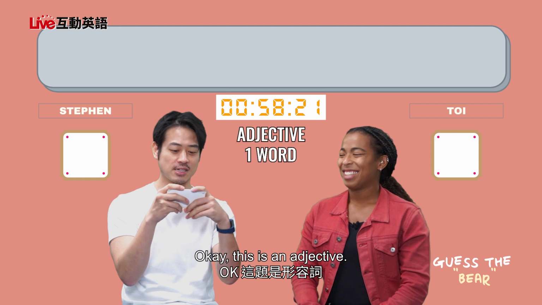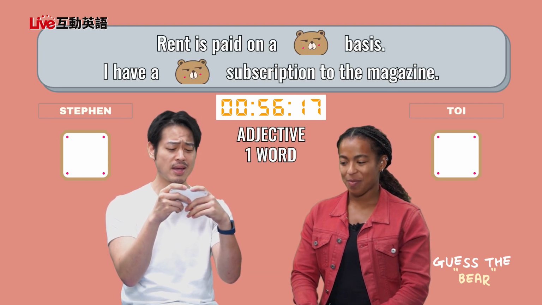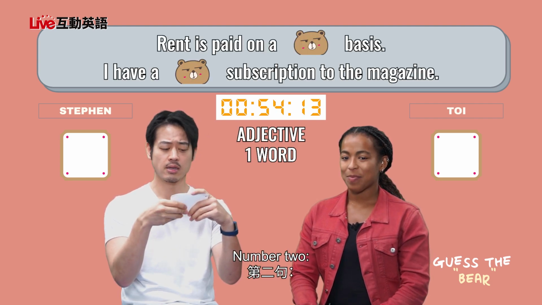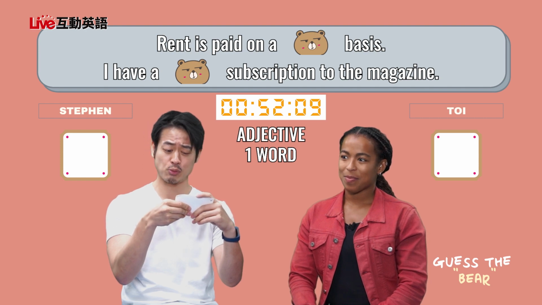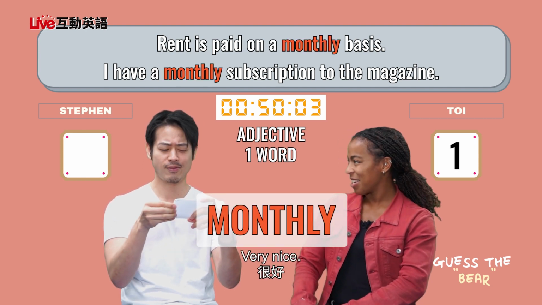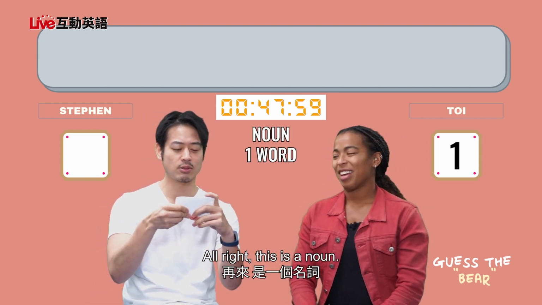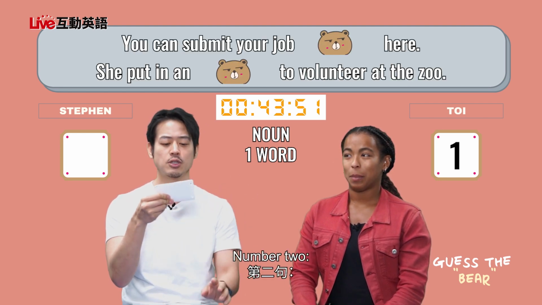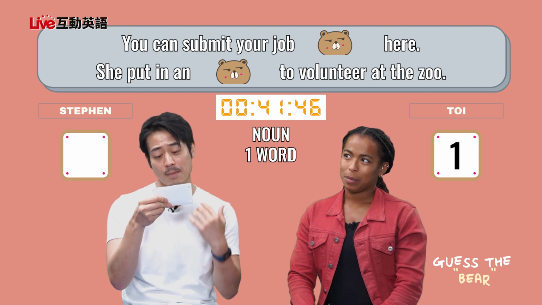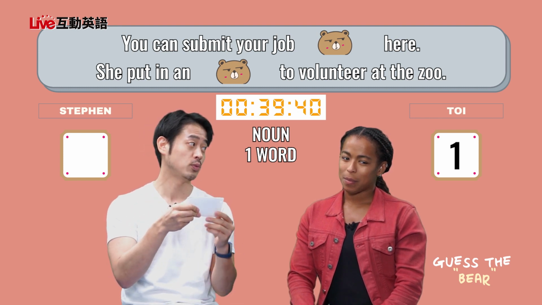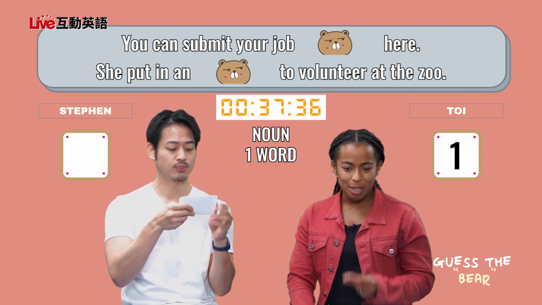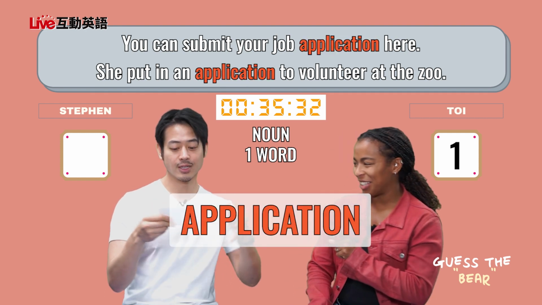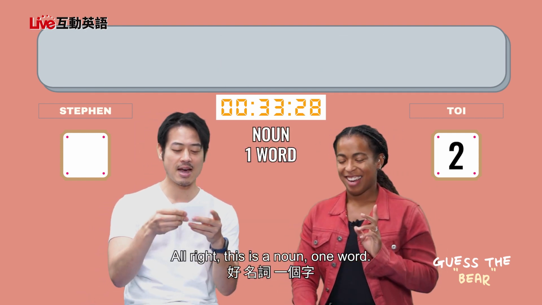Okay, this is an adjective. Number 1, rent is paid on a bear basis. Number 2, I have a bear subscription to the magazine. Monthly. Very nice. All right, this is a noun. Number 1, you can submit your job bear here. Number 2, she put in a bear to volunteer at the zoo. Application. Good job.